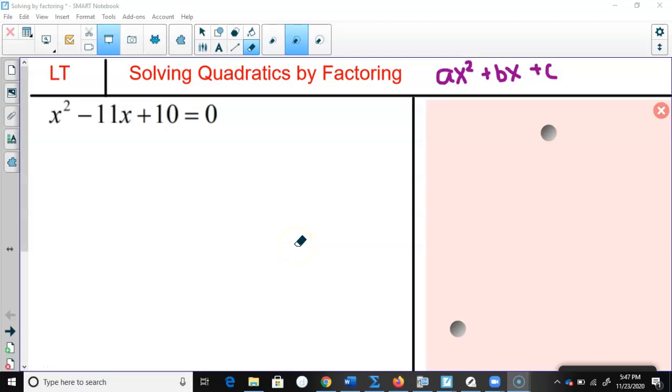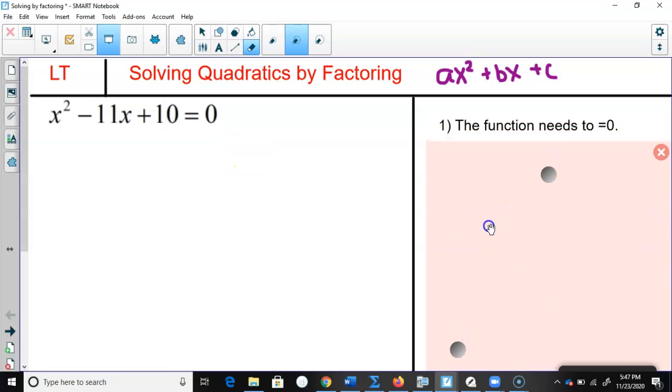Hi, Algebra 2 students. Today you're going to learn another method to solve a quadratic equation. When we're solving this quadratic equation, we want to know what x values are going to make this equation equal to 0. So for the first step, you need to make sure when you are solving quadratic equations that they are equal to 0. And this quadratic equation is equal to 0, so we are okay to go on to our next step.